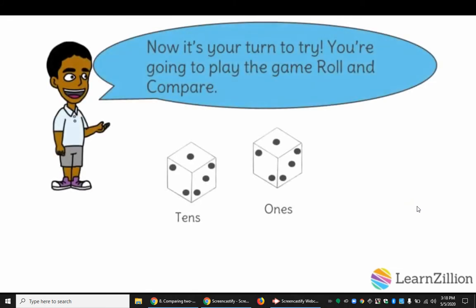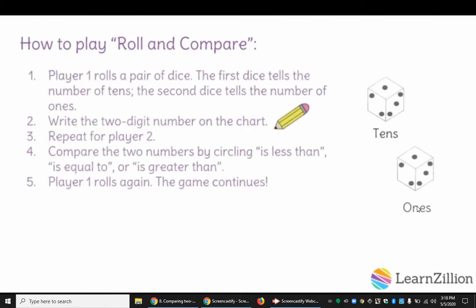Now it's your turn to try. You're going to play the game Roll and Compare. Here's how you play. Player 1 rolls a pair of dice. The first dice tells the number of tens. The second dice tells the number of ones. Write the 2-digit number on the chart and repeat for player 2. Compare the two numbers by circling is less than, is equal to, or is greater than. Player 1 rolls again and the game continues.